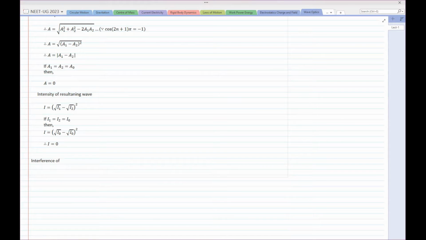Interference of light waves coming from two coherent sources. Now, do you know what this word coherent means? Coherent sources.